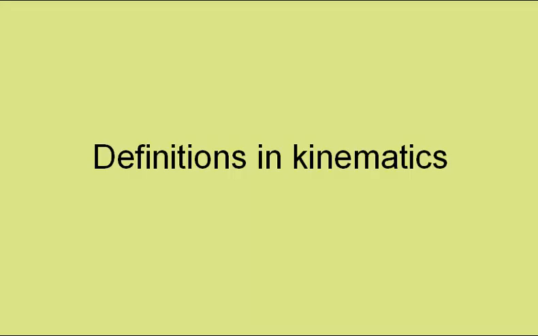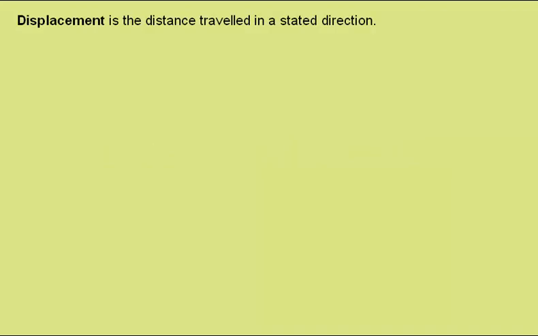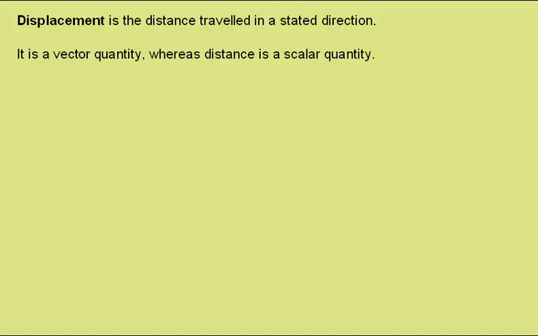Definitions in kinematics. Words have very specific meanings in physics, and we're going to look at some of the words related to motion now. Displacement is the distance travelled in a stated direction. It is a vector quantity and so has magnitude and direction, whereas distance is a scalar quantity, having magnitude only.